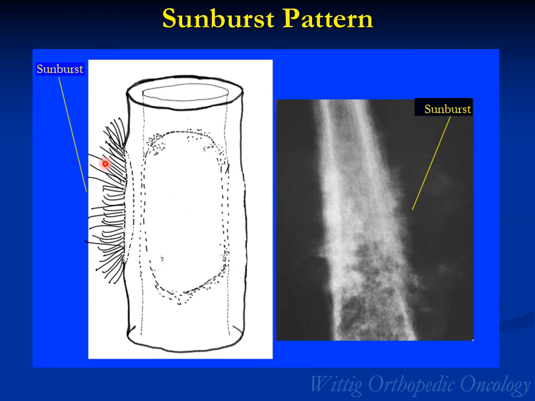This is a sunburst pattern where there's perpendicular striations of new bone formation that come out at an angle from the bone. So you have a tumor that's grown very rapidly. It has grown so rapidly that it's penetrated through the Haversian canals, and in between the individual Haversian canals, you have this periosteal new bone that's formed and comes out in a striated manner perpendicular to the bone.